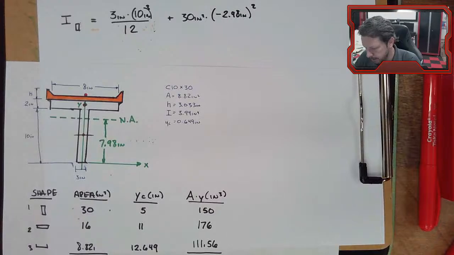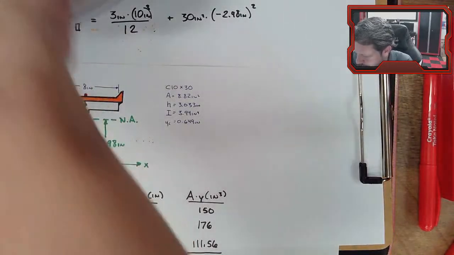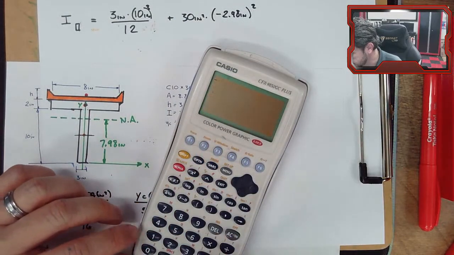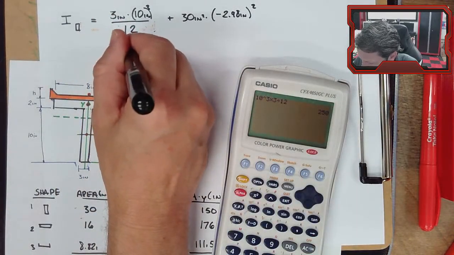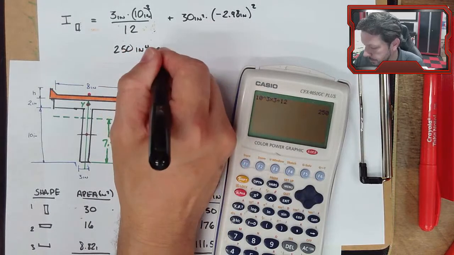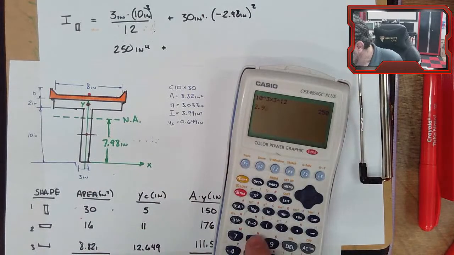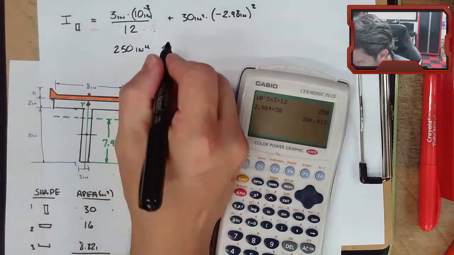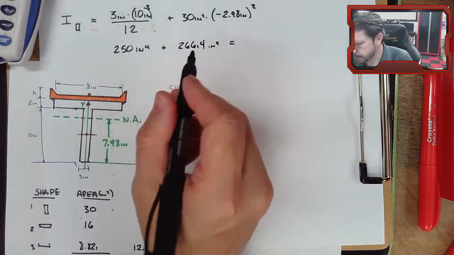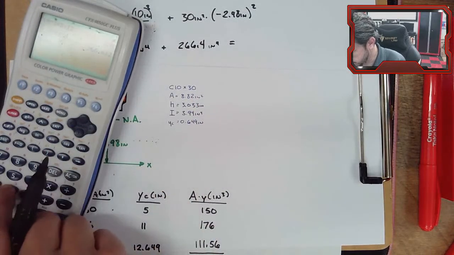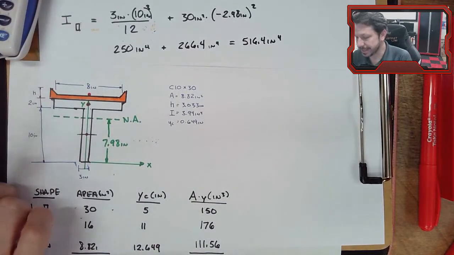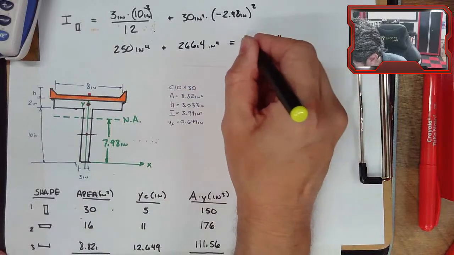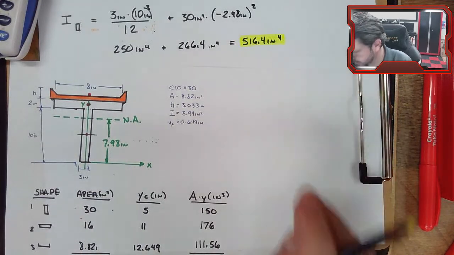Now we just need to do that bit of math and figure out what all these individual numbers are. 10 cubed times 3 divided by 12, 250 for the first term. And the units, inches cubed times inches, so inches to the fourth. Here I'm just going to put 2.98 squared times 30, 266.4. Again, inches to the fourth power. And we add those two terms together, 250 plus 266.4, and we get 516.4 inches to the fourth. So that's the moment of inertia of the stem only about the neutral axis of the entire construction here. All right, let's do the flange.